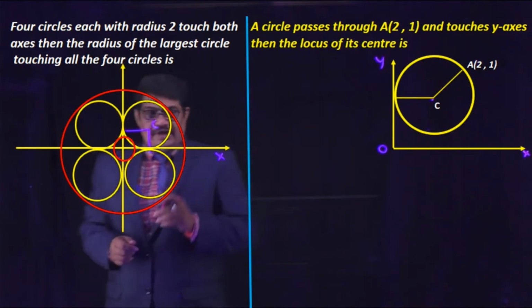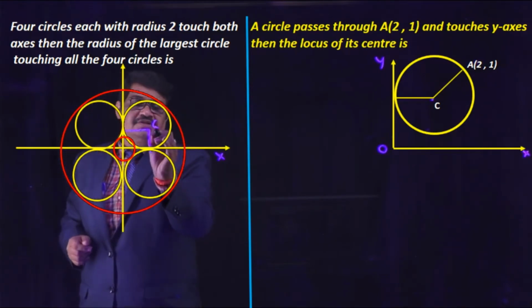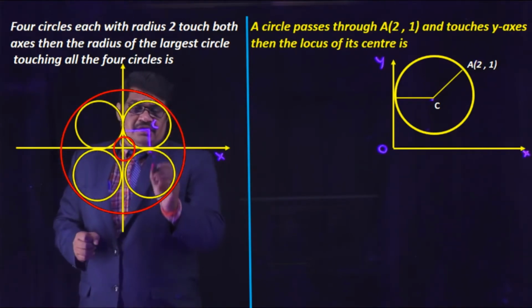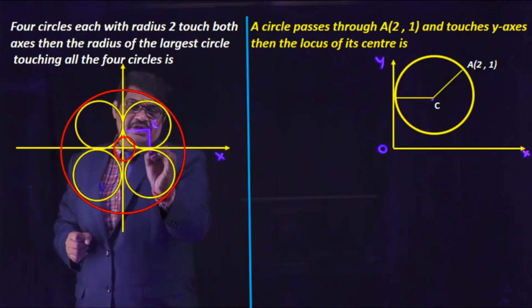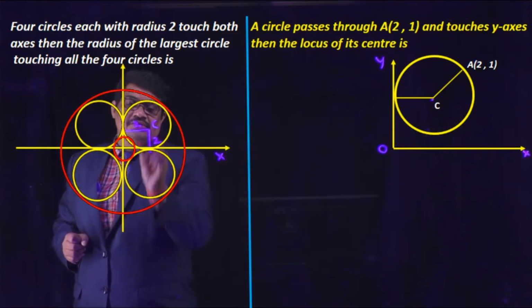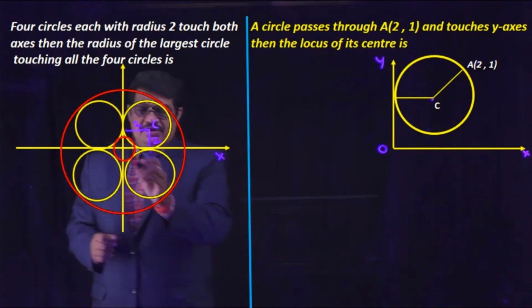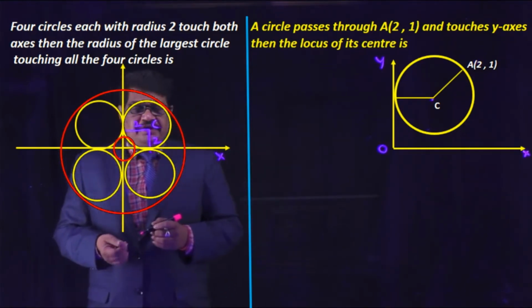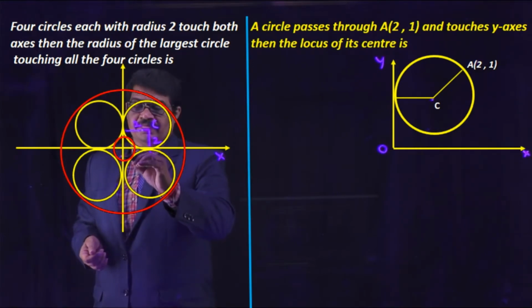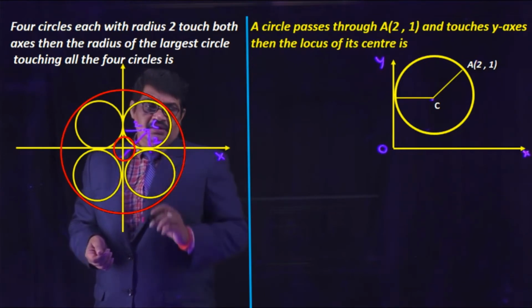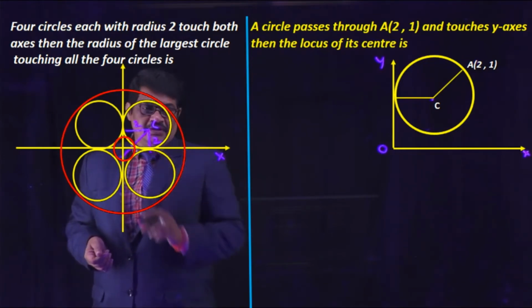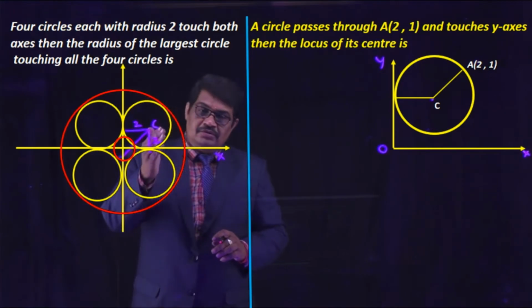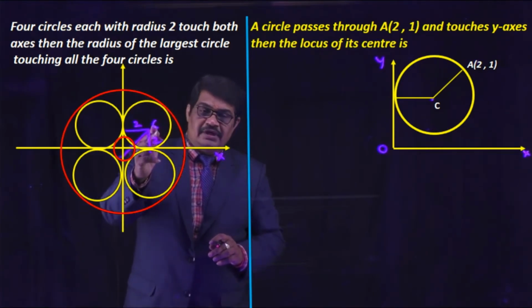Okay, look at the diagram. So this is the center of the circle. Here the radius of each circle is 2 units. Therefore, this radius is 2 and this length is also 2. Here this is the origin. Now we have to find the larger circle's radius. First we have to find the distance from the origin to the center of this circle in the first quadrant, the point C.